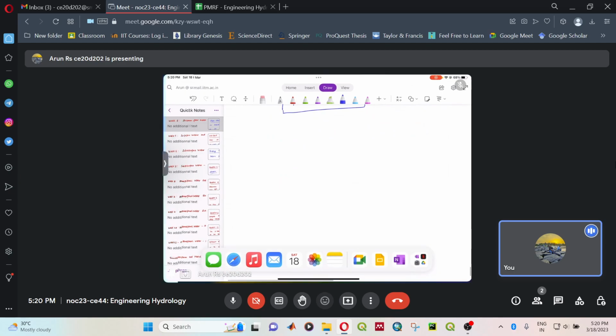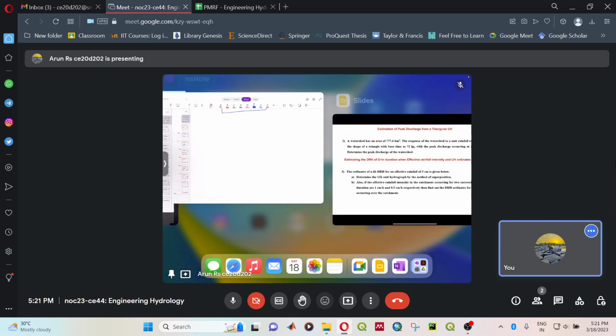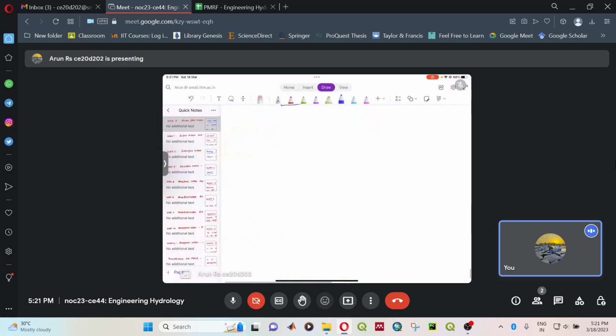So let us move on to the next question. The third question is, ordinates of a 6-hour DRH are given with an effective rainfall of 3 centimeters. Now we need to determine the 12-hour unit hydrograph by the method of superposition, and if the effective rainfall intensity in the catchment occurs for two successive 6-hour durations of 1 centimeter per hour and 0.5 centimeter per hour, then we need to find out the DRH ordinates for the storm occurring over the catchment. So this is another kind of question which you will be facing.